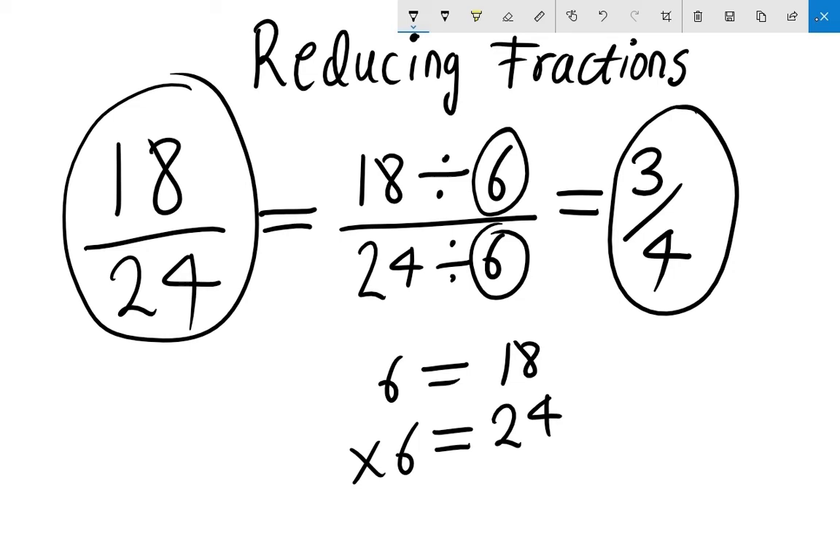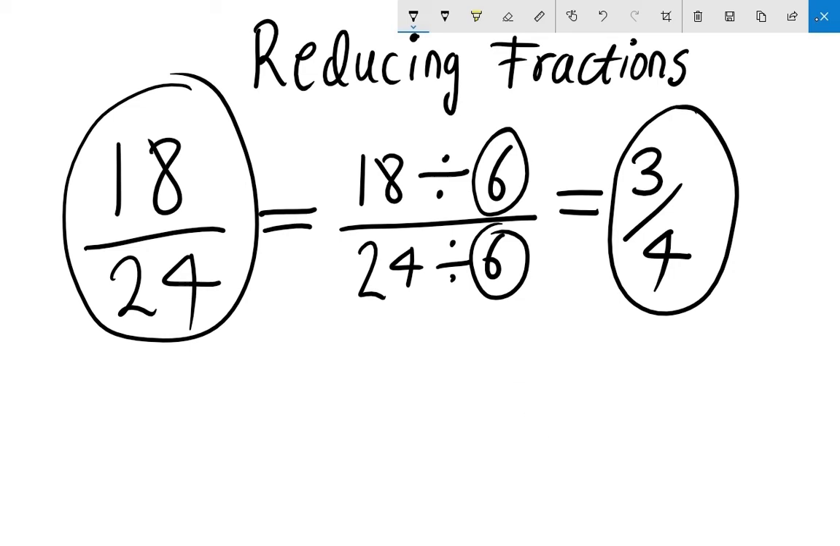Now, let's go back a little bit. To reduce a fraction, we have to divide it by a number that can divide the top and the bottom. And here we pick 6 because 6 can divide the top and the bottom. Good.